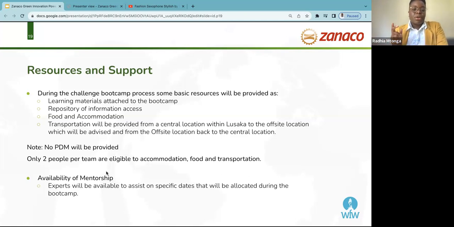Only 2 people are eligible for the accommodation, food, and transportation. So if you're part of the 10 that are selected, you will have to choose within your team who can travel and who will provide the most value if they attended the boot camp. Post the boot camp, experts will be available to assist on specific dates that will be allocated and communicated to the 10 selected businesses during the bootcamp duration.